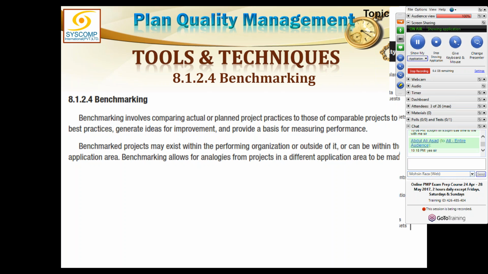You benchmark yourself against your competitors and see where you stand, who is the best, and where you stand. And if you want to improve, how much will you have to improve, and whom do you want to beat? So you will improve accordingly, and you will establish your strategy accordingly. So benchmarking involves comparing actual or planned project practices to those of comparable projects, so that we can include some best practices or generate ideas for improvement. For continuous improvement purposes, benchmarking is required.